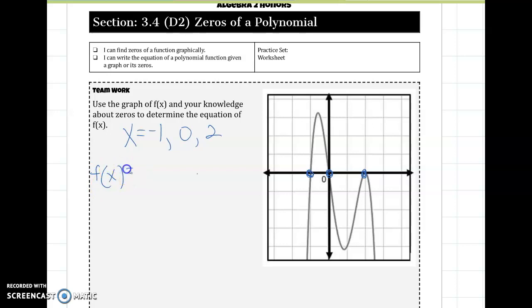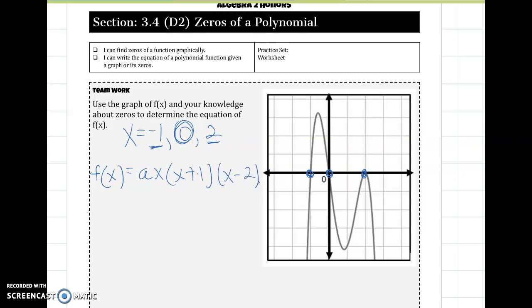So I know that I'm going to have some a value. I'll have to make sure that it's 1 or if it's something different. If I have 0 as a zero, that means that I had to have a single x in here. If I have x minus 1, that means it had to be x plus 1 as a factor. And if I have +2, that means x minus 2 as a factor.